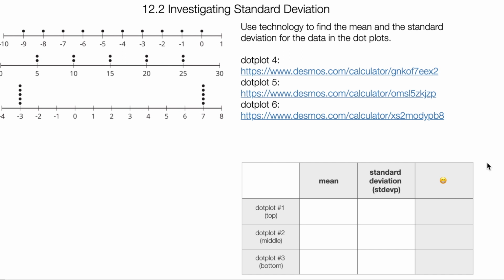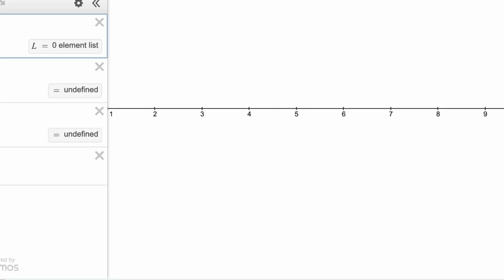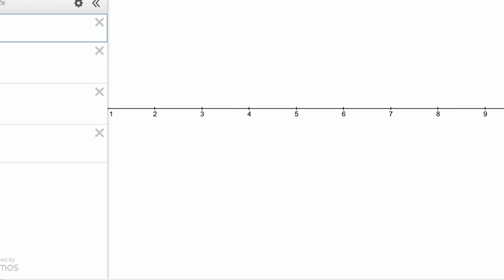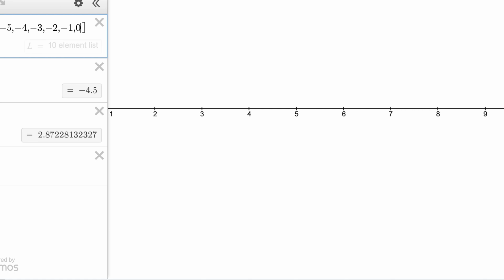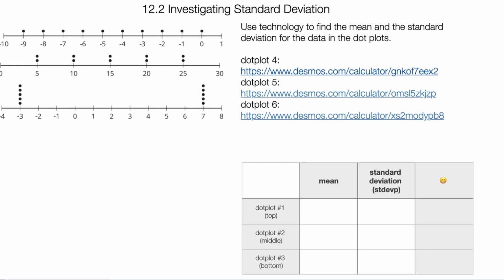Now it's saying we have 3 more dot plots. We have 4, 5, and 6. So we're going to go ahead and do these. We have 1 dot on all of those from -9 all the way to 0. So I'm going to click on that. -9, -8, -7, -6, -5, -4, -3, -2, -1, and 0. Our mean is -4.5 and our standard deviation is 2.87. So -4.5 and 2.87.